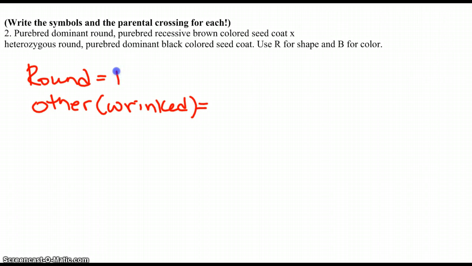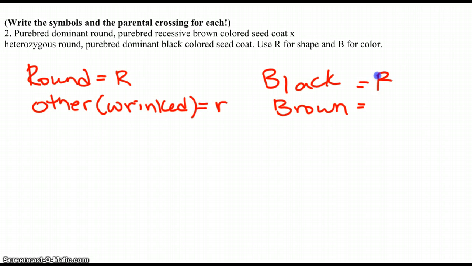So round is dominant, so I'm going to use capital R, and my other or wrinkled is recessive, lowercase r. Now you've got to be careful. Remember I said I could switch these around. You would think that brown would be the capital letter, but if I read carefully, recessive brown, dominant black. So I've got black, and if you switch these around when writing them, that's fine. And brown is my color. So black would be a capital B, and brown would be a lowercase b.